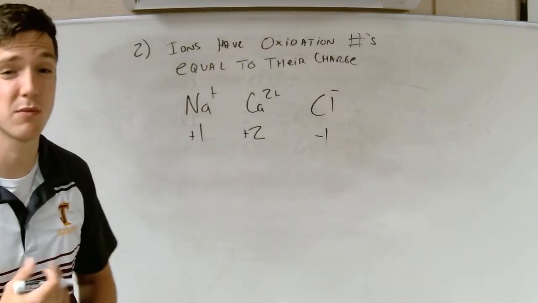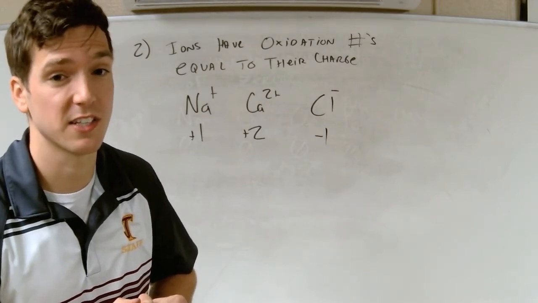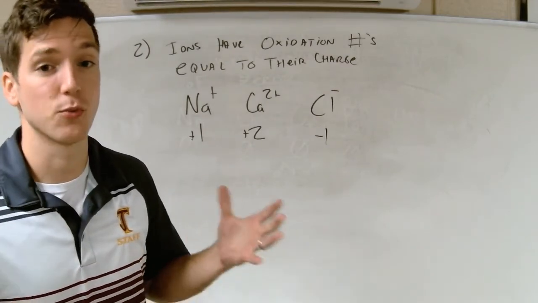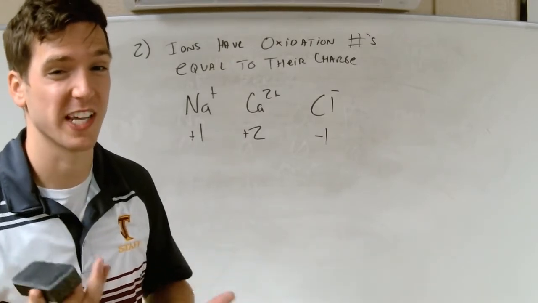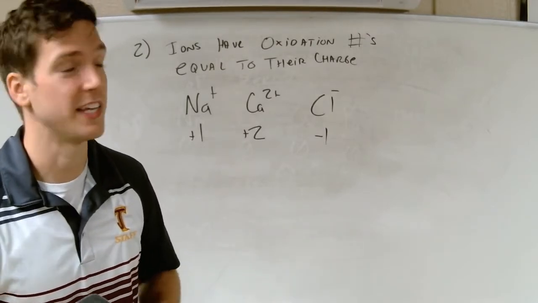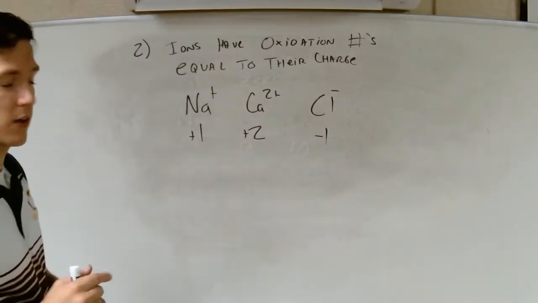Now don't get these confused with charges. Charges are what it likes to ionize into. Oxidation number is when it's in a compound, how many electrons it's surrounded by and what charge that gives it. It's not always its charge listed on the periodic table. And we'll get into that here in a little bit.